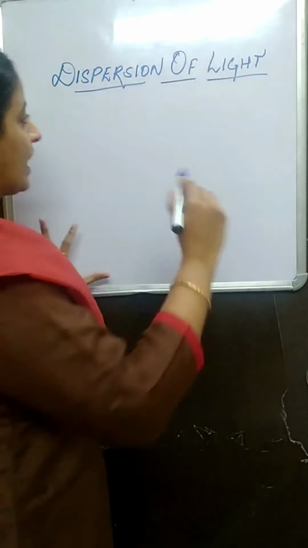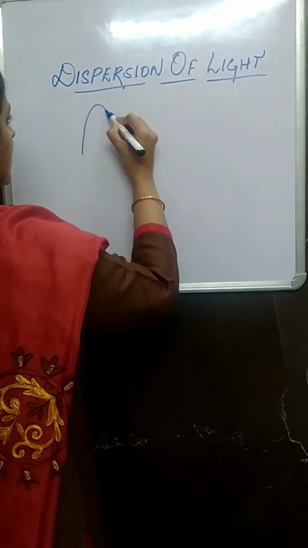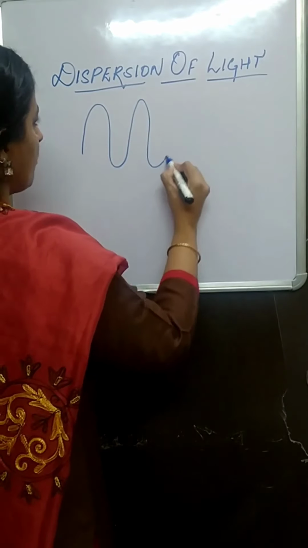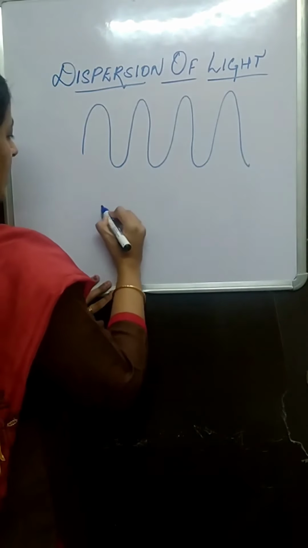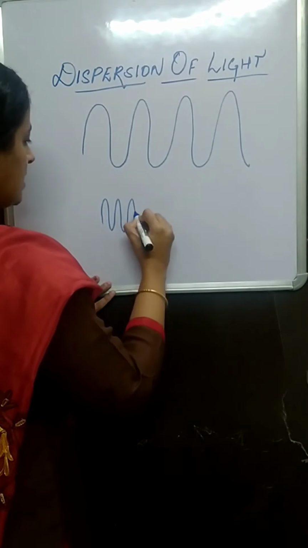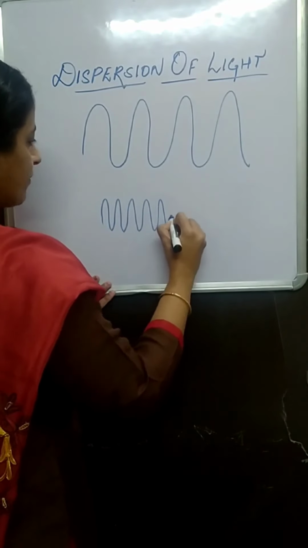Let me consider a wave. Two types of wave. As you can see, this is the first type of wave and this is the second type of wave that I have considered.